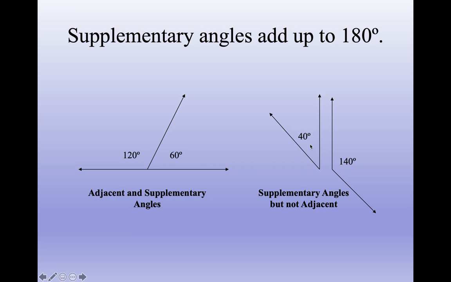Over here, same thing. These two are not adjacent because they're not sharing a ray or a side, but if you add them up, 140 plus 40, it does give you 180, making them supplementary angles. So supplementary angles are two angles that added together are going to equal 180 degrees. They do not have to be connected, but they can be connected.